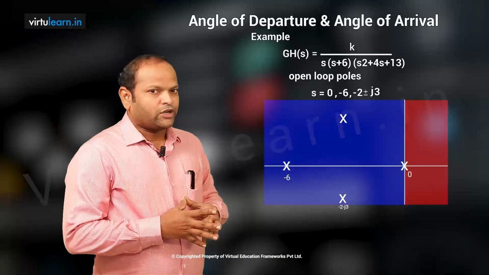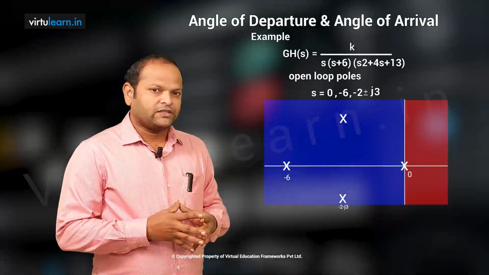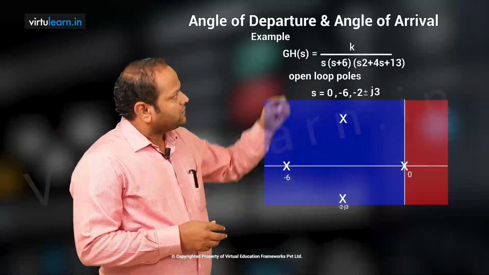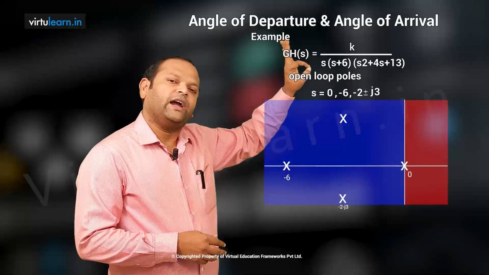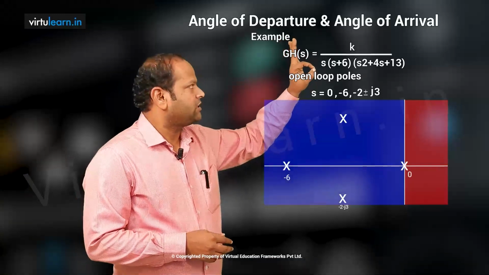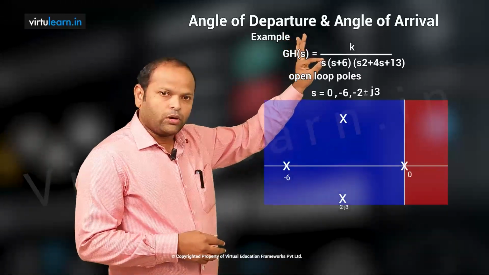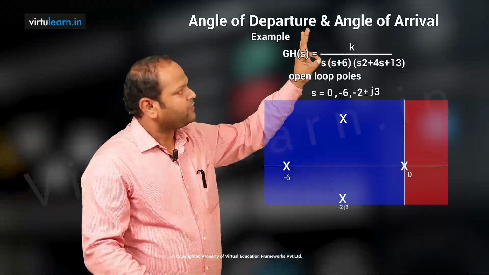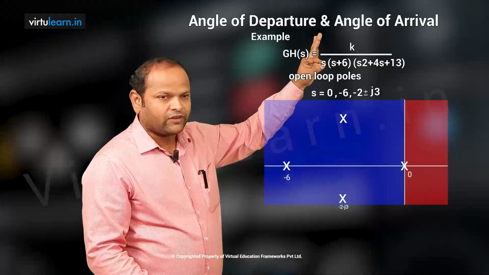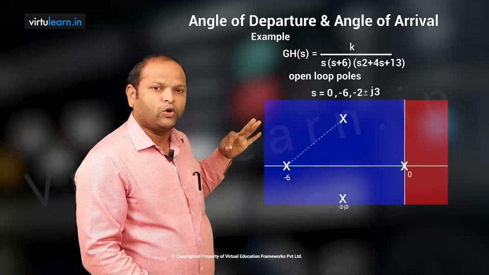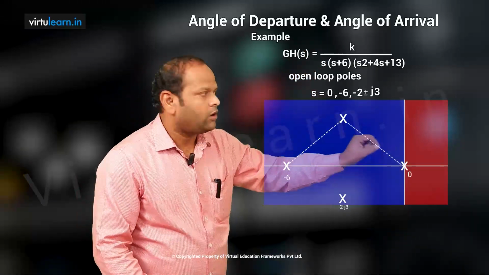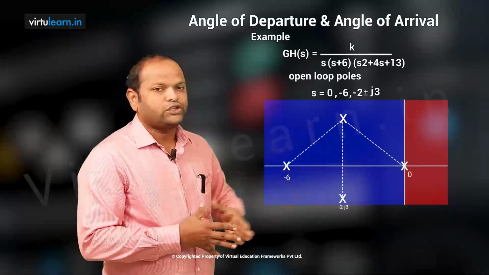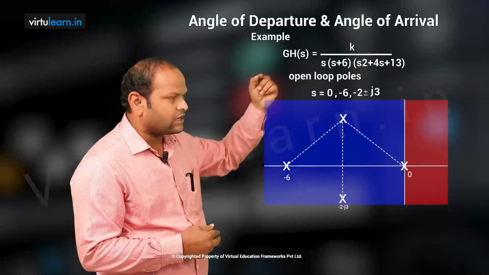The angle of departure we will calculate first for the pole which is available here. At this pole I want to calculate phi d, that is the angle of departure. Now from this pole you draw the vectors to all other poles and zeros. So from this pole I am going to draw the vectors to this pole, the origin pole and also this pole, 3 vectors, and there are no zeros at all. Therefore I have 3 vectors.